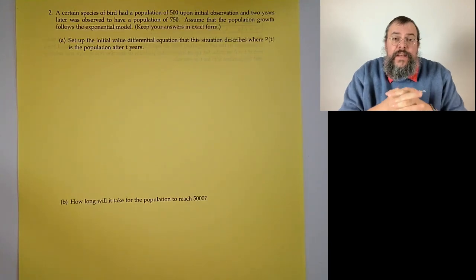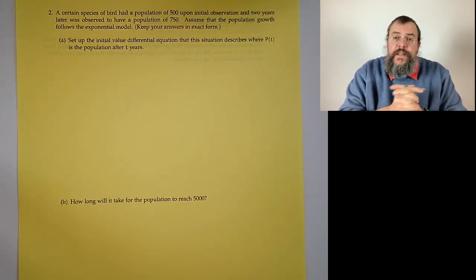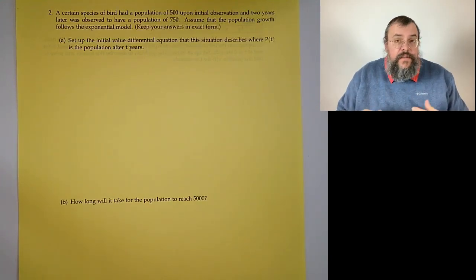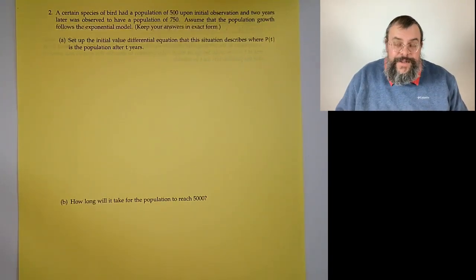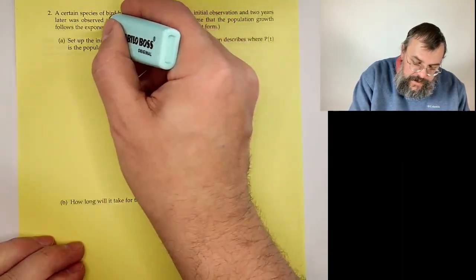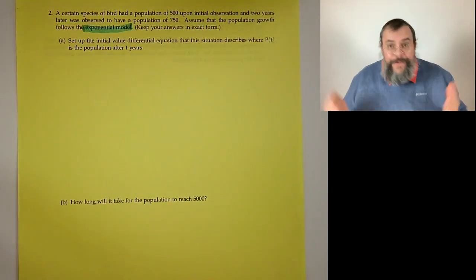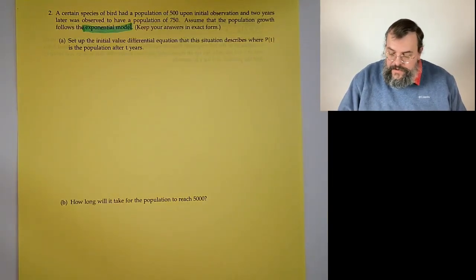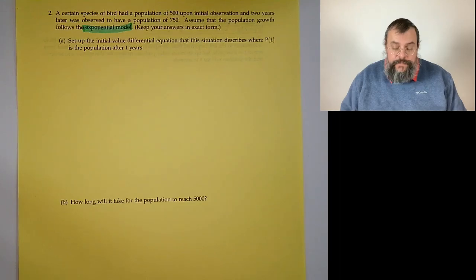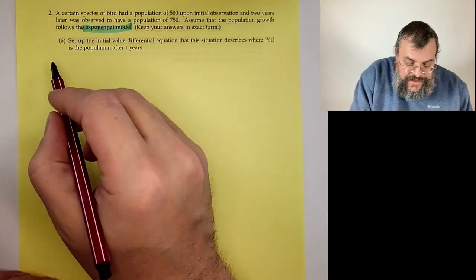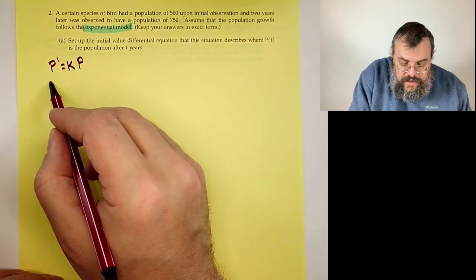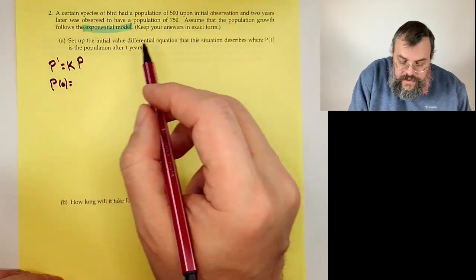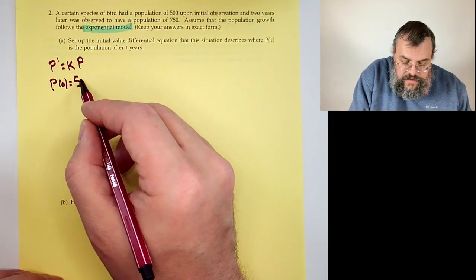Part A. Set up the initial value differential equation that this situation describes, where P of t is the population after t years. Now, we have a really key phrase that tells us what to do: exponential model. That gives it away. It says we follow an exponential function, and that your differential equation has the form P prime equals k times P, and your initial value is the initial population. Well, initial, so we see that it's going to be 500.